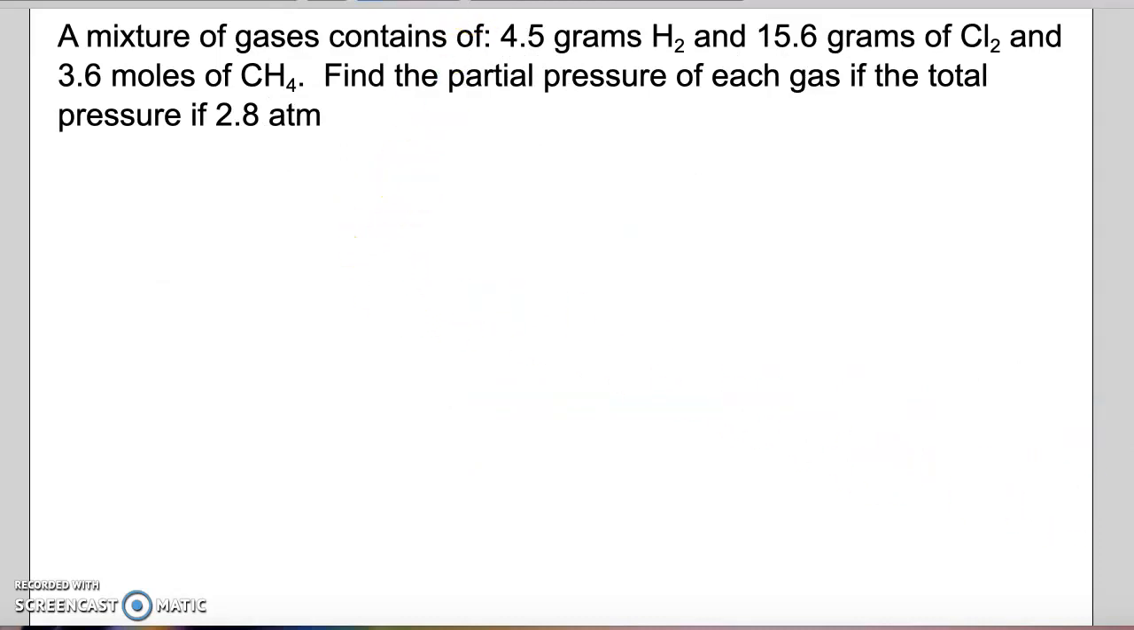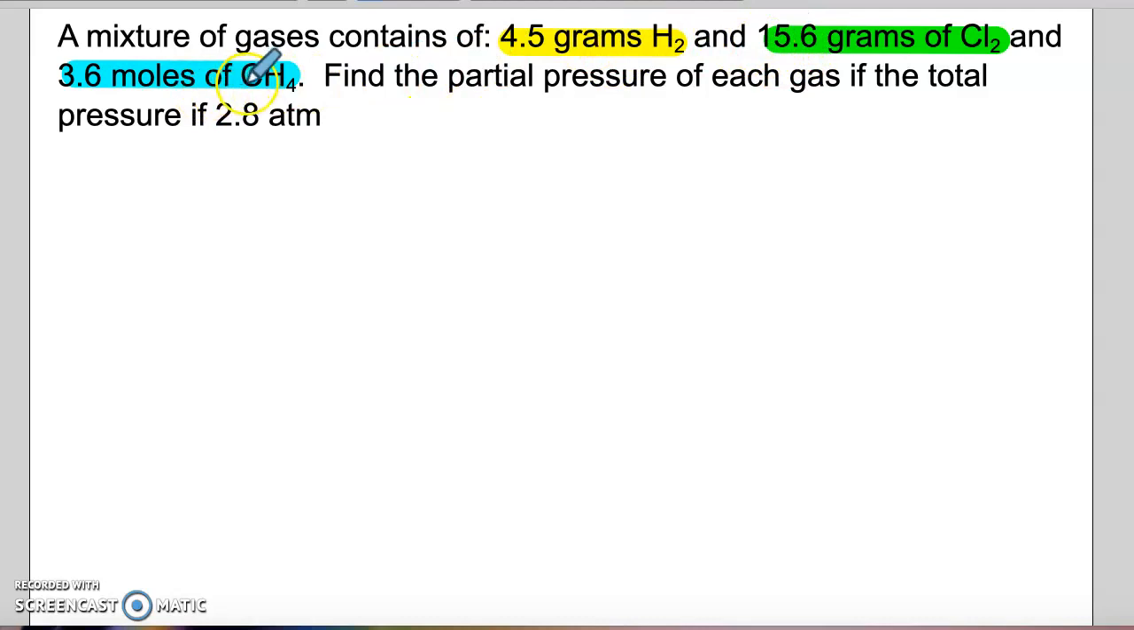Here's a problem that we're going to solve together. This is a mixture of 3 different gases. One of them is hydrogen, we also have chlorine, and then we have methane. They're telling us to find the partial pressure of each of the gases, and the total pressure is 2.8 atmospheres. Based on what I told you in the previous slide, these grams would want to be converted to moles.